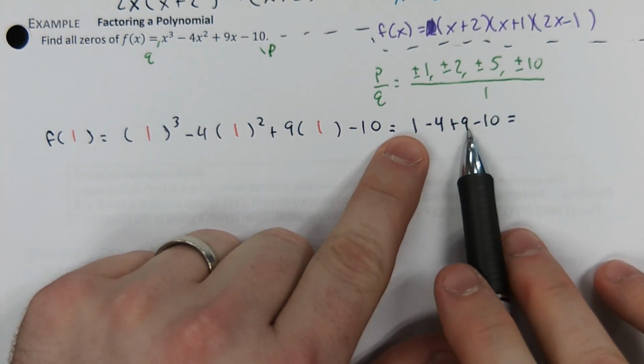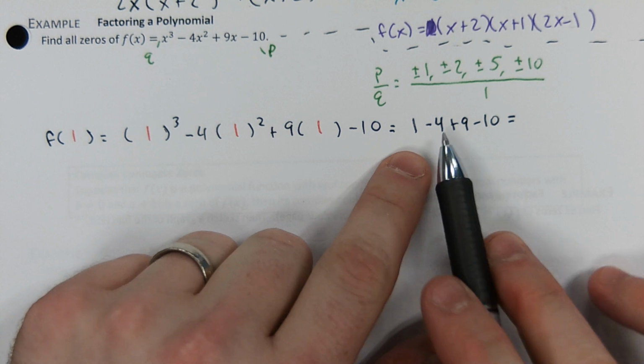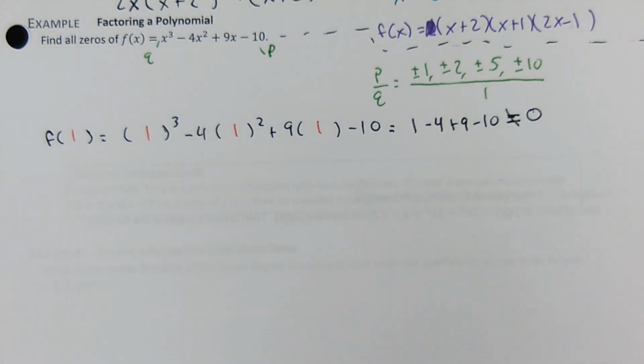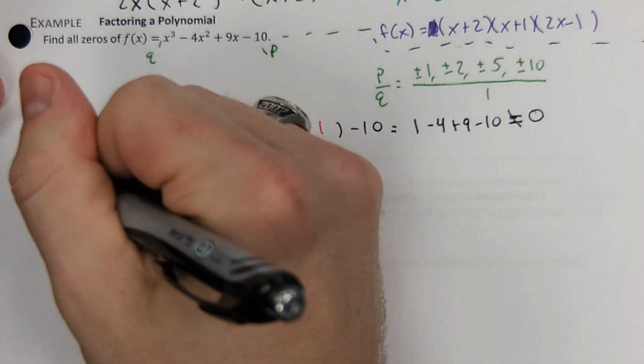1 and 9 makes 10. 10 minus 10 is 0, and 0 minus 4 is not 0. And 0 was the only number that would have made us happy. Since it's not 0, we know that x equals 1 is not a solution. Shucks. That's okay. The next number we're going to check is negative 1. So let's do it again.